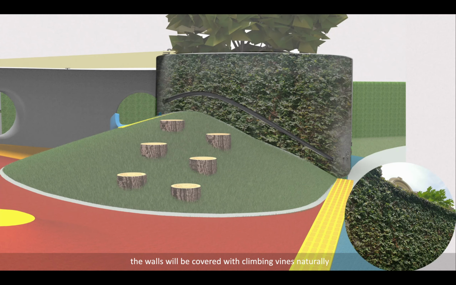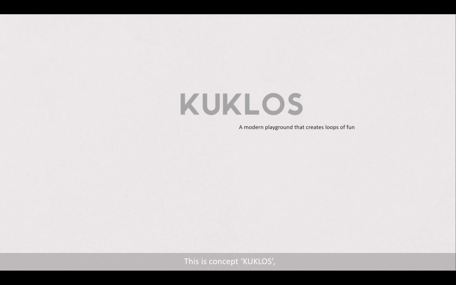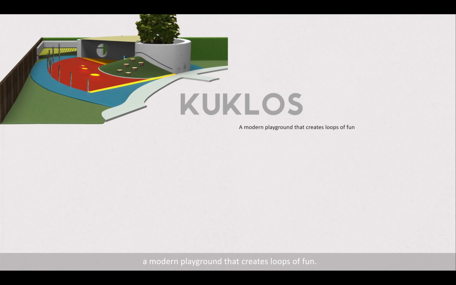Speculating, the wall will be covered with climbing vines naturally that will create another dimension of touch and excitement. This is Concept Kuklos, a modern playground that creates loops of fun.